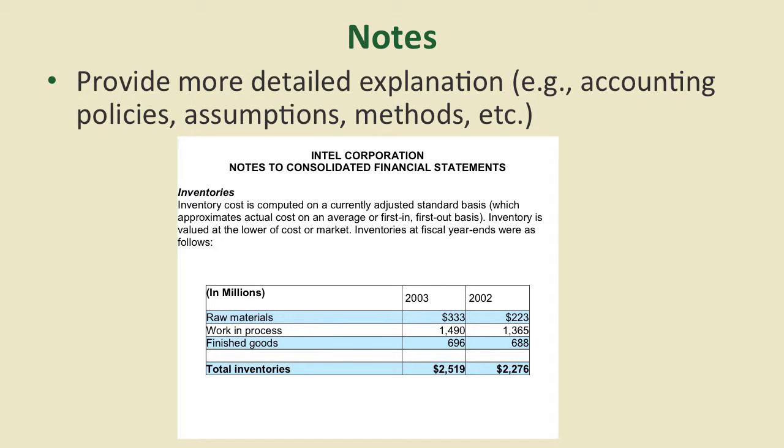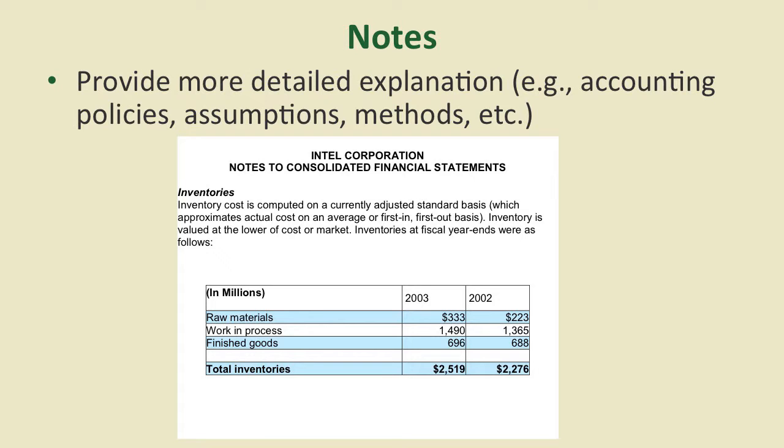The second technique is notes, or you can call it footnotes. They usually provide more detailed explanations, paragraph after paragraph, with those supporting schedules after financial statement, for something like accounting policies this particular company used, assumptions they made, and the methods they employ.